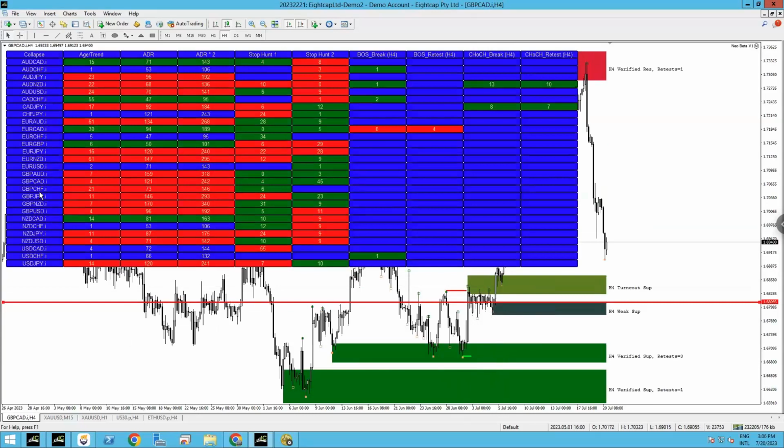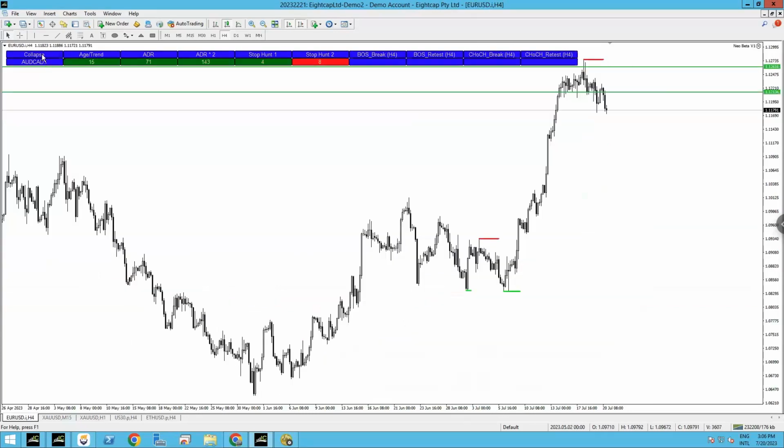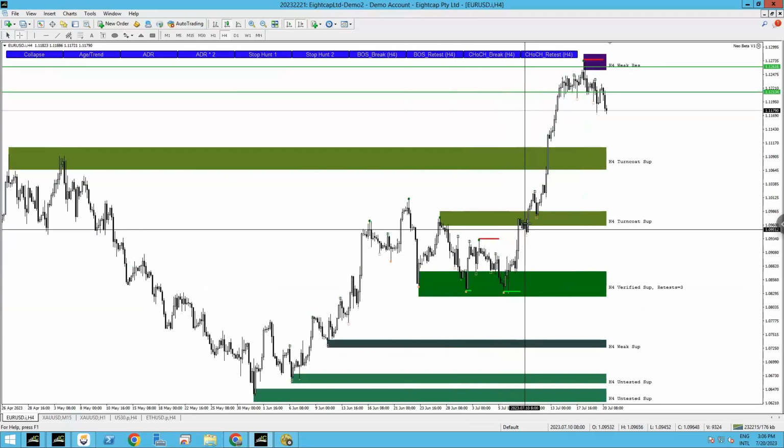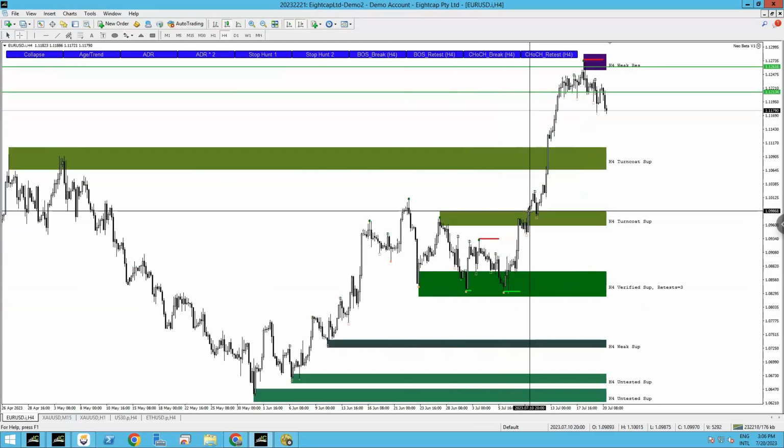Where are we going into? There was EURUSD. You'll see all of them have the same thing. This is why I'm telling people to trade the strategy. Look, breakout here. That was CPI week. Boom. You can see the trade here.